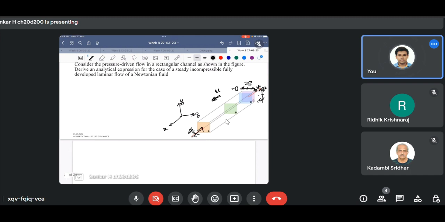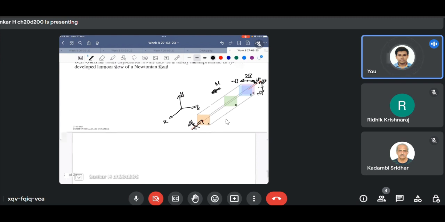As we can see here, we have already discussed how to bring down the Navier-Stokes equation into a simpler format. Let us take a look at what we did. First we wrote down the Navier-Stokes equation: dou u by dou t plus del dot uu is equal to minus 1 by rho del p plus mu by rho del square u.